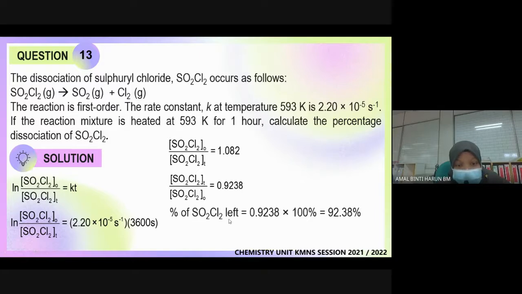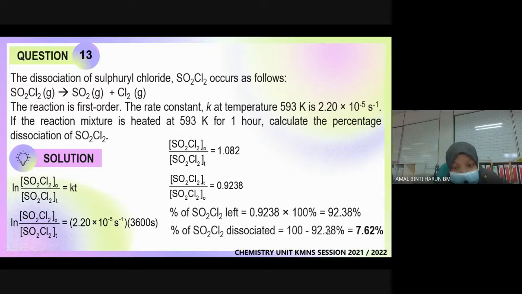So, the percentage of the thionyl chloride left, because it asks for percentage dissociation, right? That means what is removed. So this remaining is 92.38%. So what is removed, what dissociated, is 100 minus 92.38, which is 7.62%. So it means, after a period of 1 hour, decomposition occurred, 7.62% has been removed, has dissociated. The sulfuryl chloride has dissociated. Okay. Any question for question number 13?